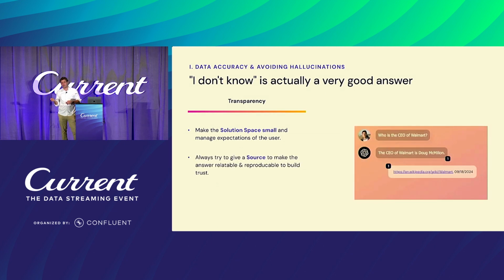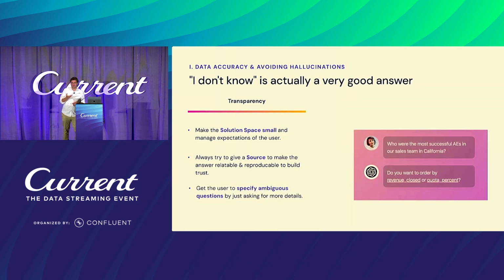Then always trying to give a source, obviously. So whenever you read from a vector database or find information that you can relate to, give the source in order to make this relatable and reproducible to create trust. In a way saying, this is where I got the information from, because then you can actually check if it's a trustworthy source, or if it's something you might not be able to trust 100%.